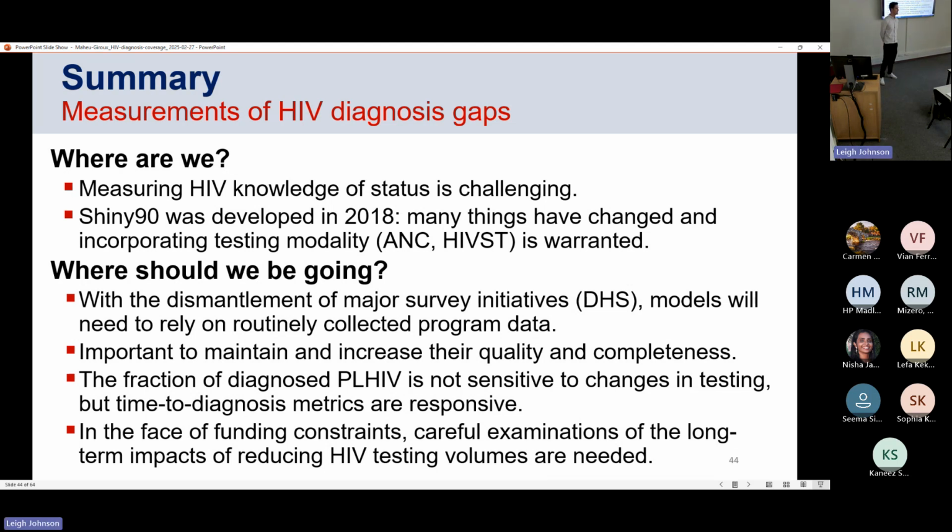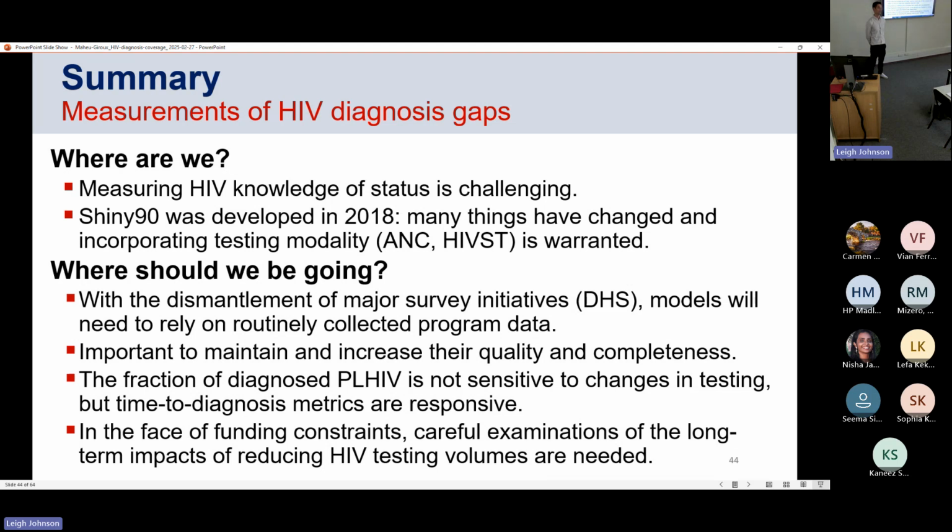And the fact that the US will no longer fund big surveys, such as the demographic and health surveys, or support countries, for example, by the CDC, if it's unclear how many new ones there will be in the years ahead, we will need to rely more on program data. So it will be really important to maintain and increase their quality and completeness.